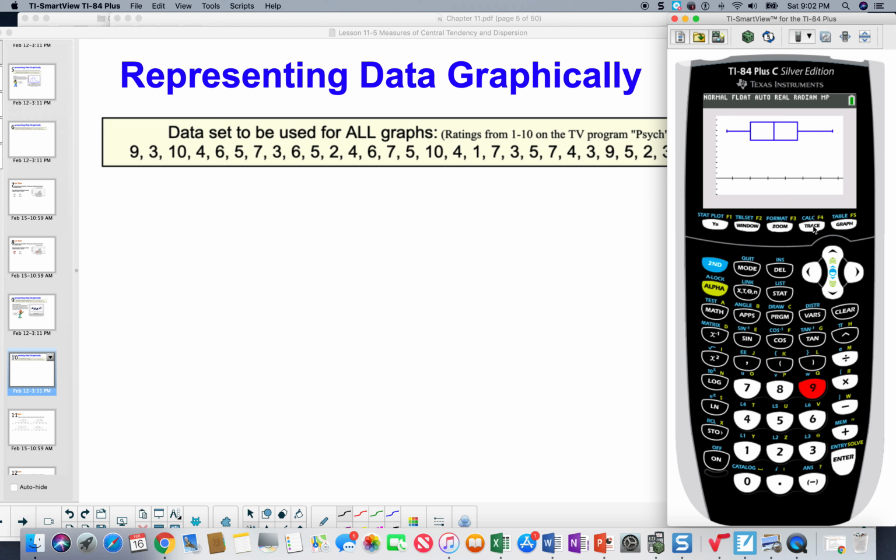You can actually press Trace, and it'll immediately show you your median. And then you go to the left, and that's quartile 1, that's 3. And then over here is the lowest. So from 1 to 3 is 25% of the data. From 3 to 5 is the other 25% of the data. Quartile 3, from 5 to 7 is the other, and then the highest value is 10.